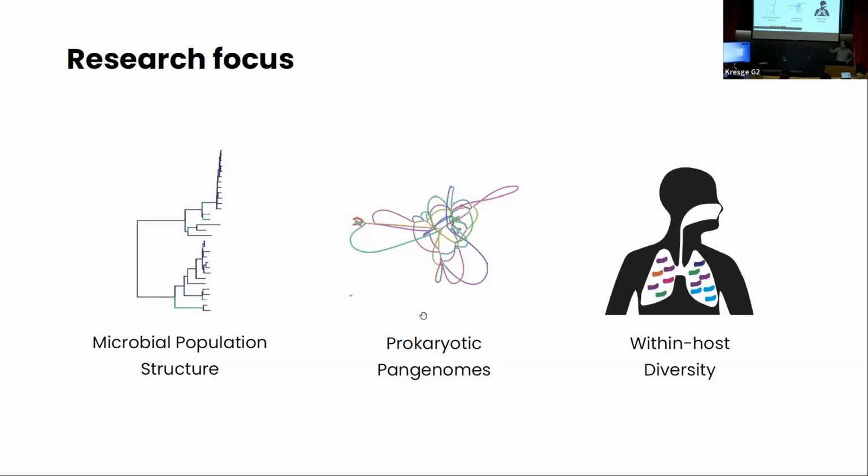But essentially, I'm really interested in looking at microbial population structure, and as part of that, looking at horizontal gene transfer between different bacteria. What I'm going to talk to you about today is also looking at within host diversity and how we can use that to do genomic surveillance. Hopefully by the end of the talk, I'll have convinced you at least a little bit that by looking at within host diversity, we can do a better job of using genomics in surveillance of pathogens.